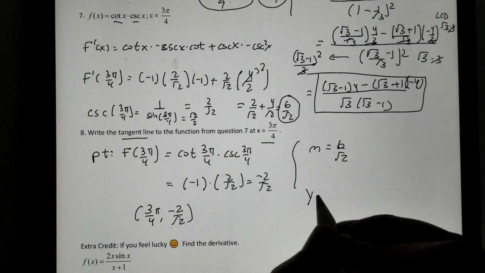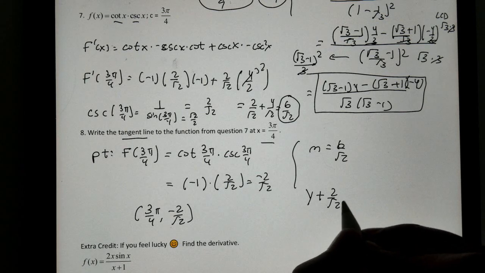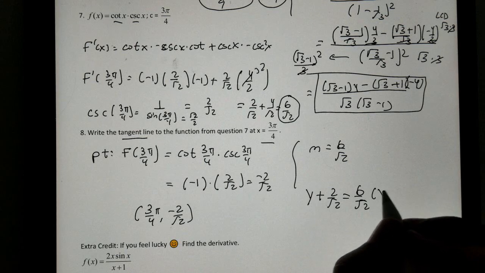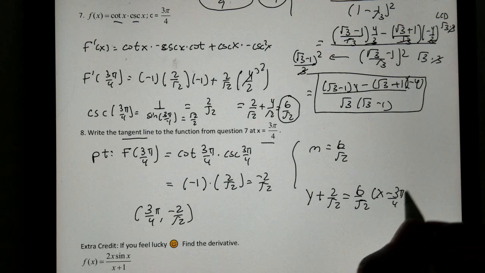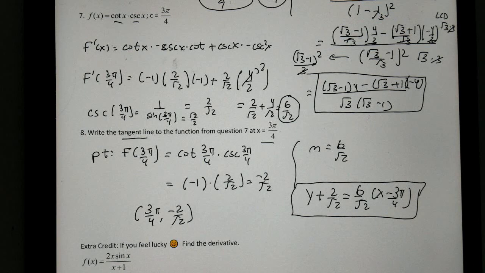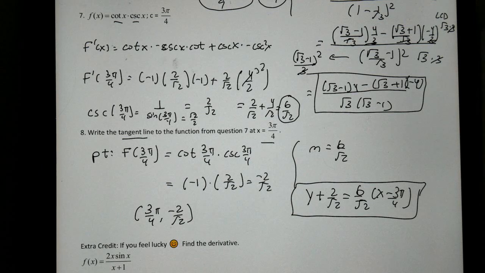So our tangent line: y plus 2 over root 2 equals 6 over root 2 times x minus 3 pi over 4. Wow. I would ask if you enjoyed that one, but I know the answer to that one already. That's about as ugly as they get right there.